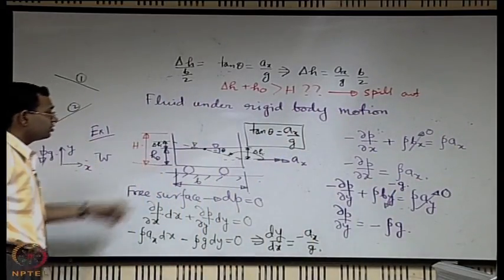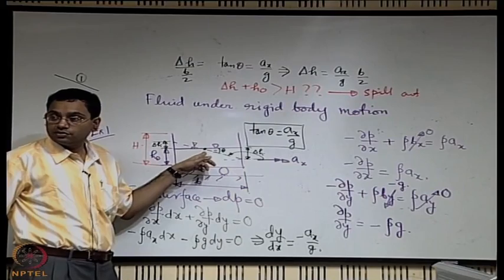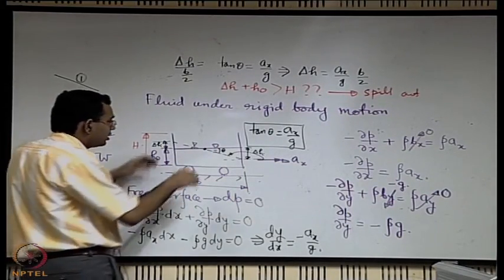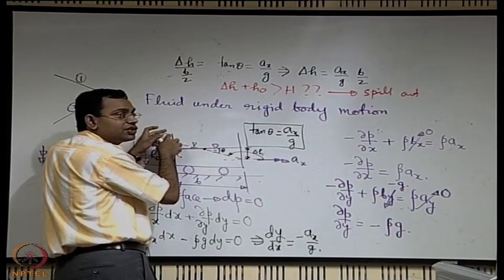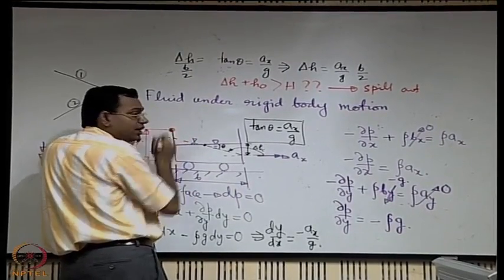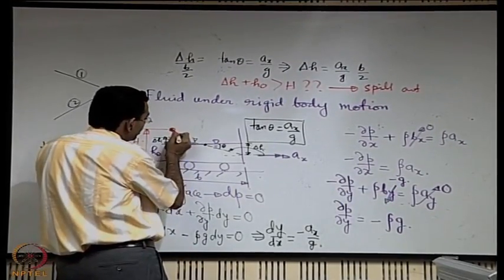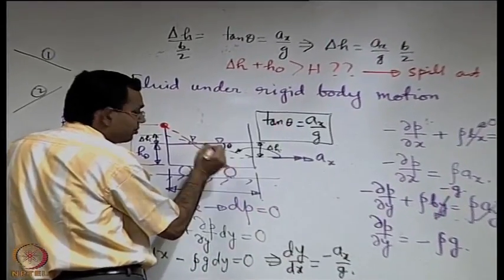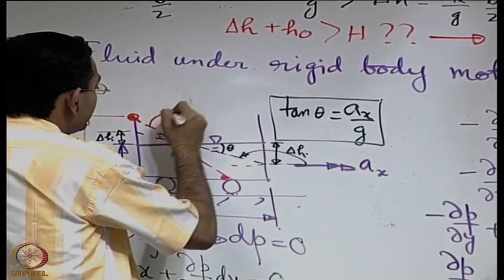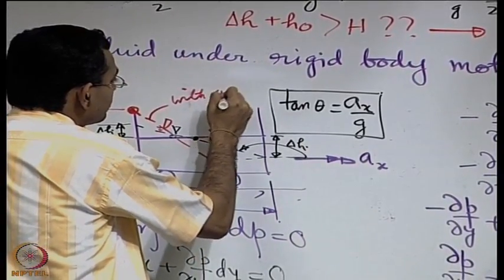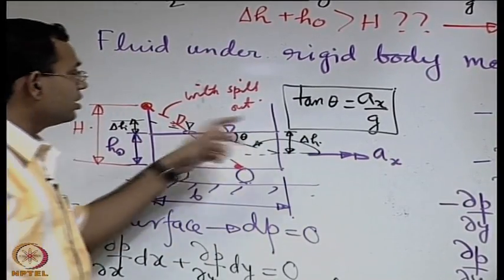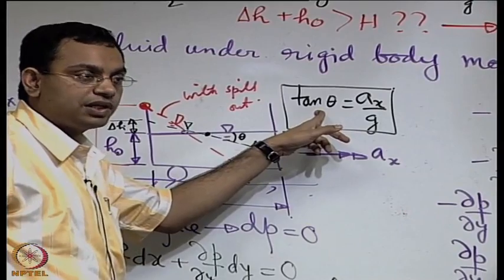So, this is a condition from which you can say that it has actually spilled out. When it has spilled out, it is no more this configuration. So, what type of configuration do you expect? Before spilling out, it tried its best to climb up to the topmost level and then it spilled out. So, this will be one end of the surface and maybe the other end is like this somewhere. So, this is with spill out. Irrespective of whether it has spilled out or not, you still have this expression applicable.